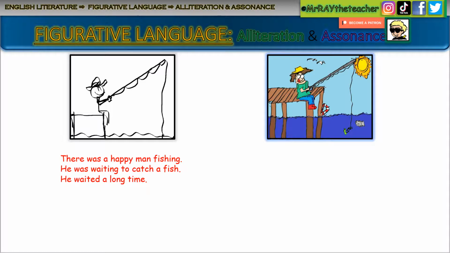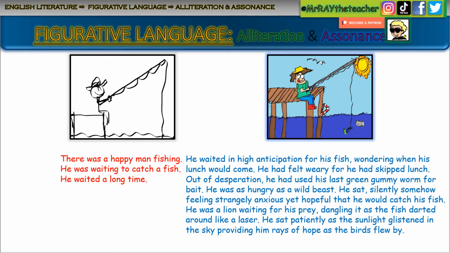So there was a happy man fishing. He was waiting to catch a fish. He waited a long time. That compared to, he waited in high anticipation for his fish, wondering when his lunch would come. He felt weary, for he had skipped lunch. Out of desperation, he had used his last green gummy worm for bait. He was as hungry as a wild beast.